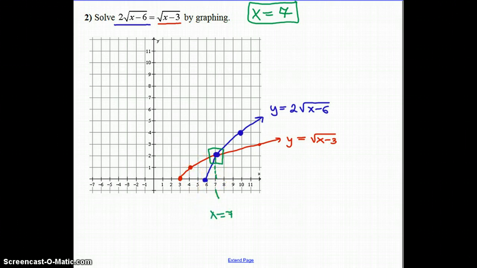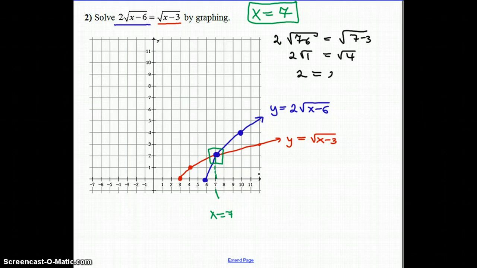And what I'm going to do is check that it actually works out. Because usually on the graphs, this looks pretty good, but sometimes it's not. It might be off a little bit, so whenever you solve graphically and you do it by hand, it's usually a good idea to double check. If you're using a graphing calculator, then you don't have to double check.